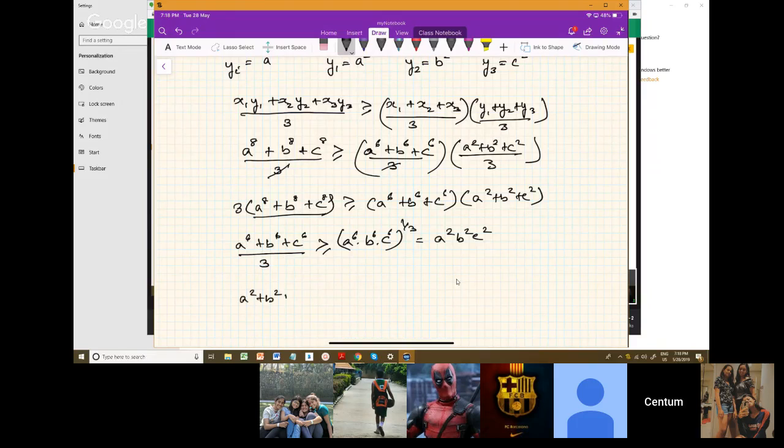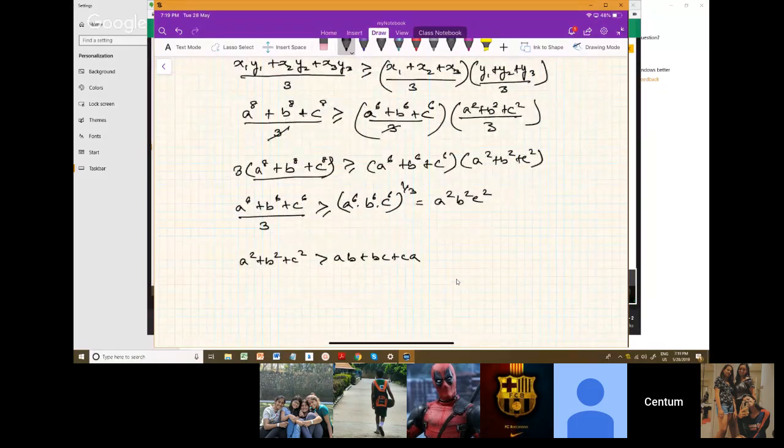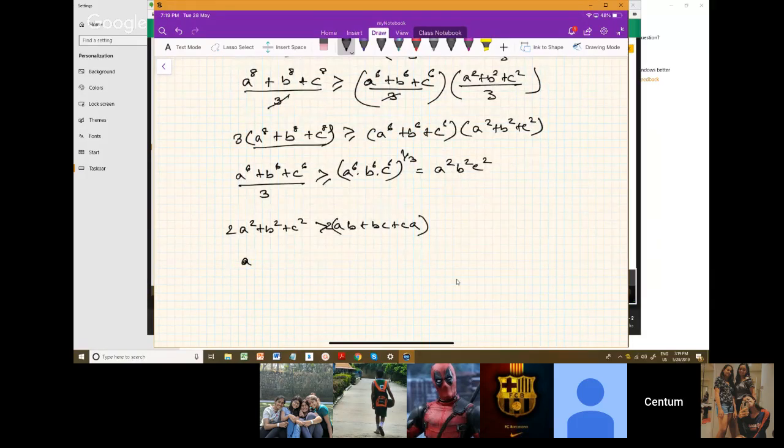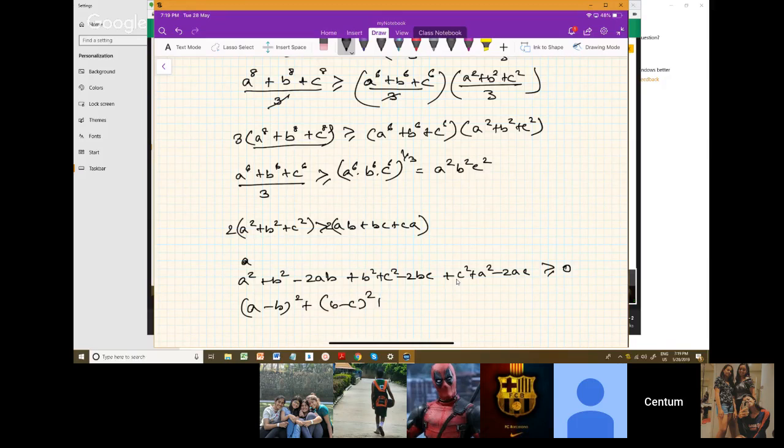a square plus b square plus c square will be greater than or equal to ab plus bc plus ca. Why will it be like that? Because if you see, a plus b plus c whole square is greater than 0. So if you multiply both sides by 2, a square plus b square minus 2ab, then plus b square plus c square minus 2bc, plus c square plus a square minus 2ac, this whole should be greater than or equal to 0. Why? All of them are squares. a minus b whole square plus b minus c whole square plus c minus a whole square is greater than or equal to 0. So from here it follows.